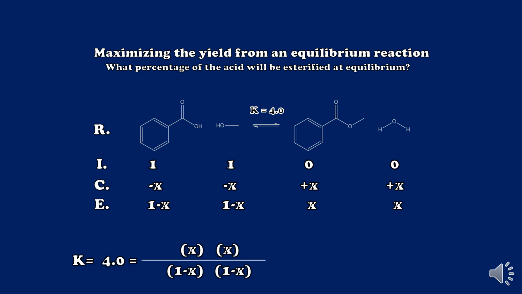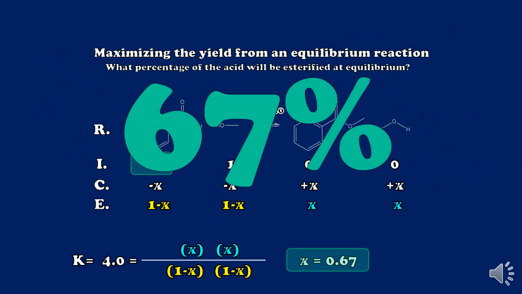I simply use X for my numerator terms, because that's what my product values were, and 1 minus X as my denominator terms because that's the concentration of my starting materials once equilibrium is established. And if I solve this equation, I find that x is equal to 0.67, or about a 67% yield.